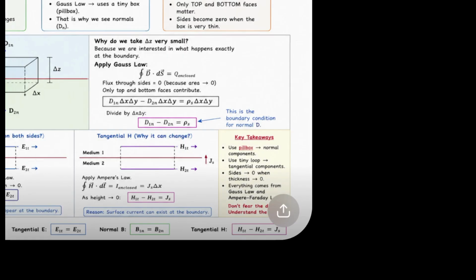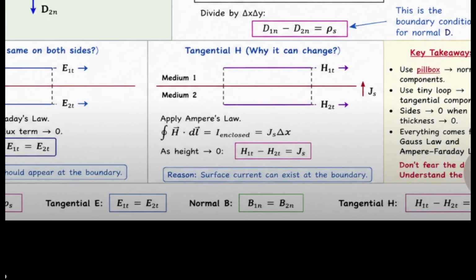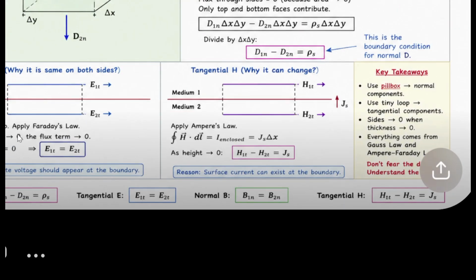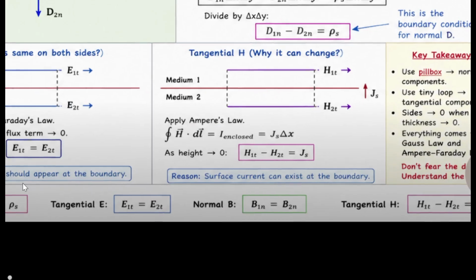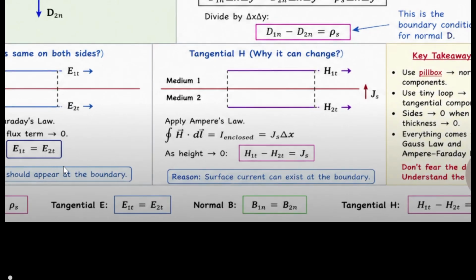Take a tiny loop, means take this loop, apply Faraday's law. What is Faraday's law? As loop height equals zero, the flux term is zero. Therefore the net electric field integrated along the path equals zero. Then E1t minus E2t equals zero. Then E1t equals E2t will come eventually.